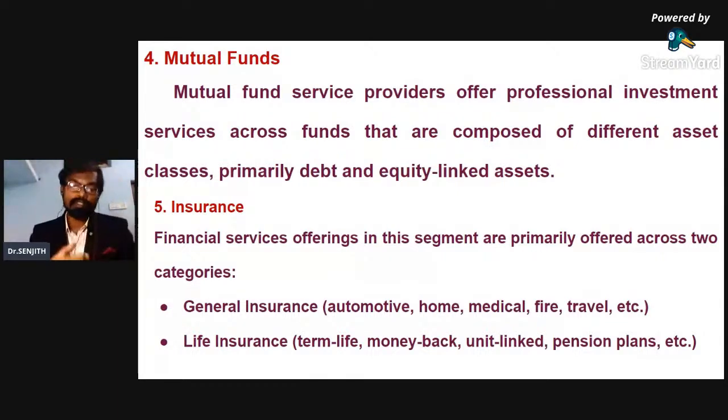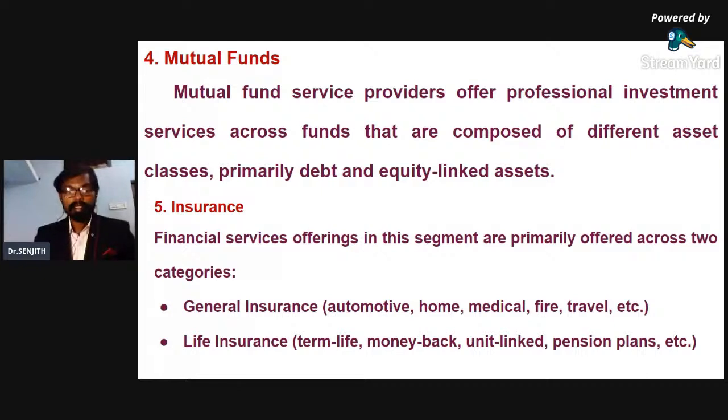Remember, mutual fund service providers offer professional investment service across funds that are composed of different asset classes, primarily debt and equity linked assets. So offering mutual fund services is a very important financial service. As a small investor, I can invest in mutual funds, but I have to wait for a long period.